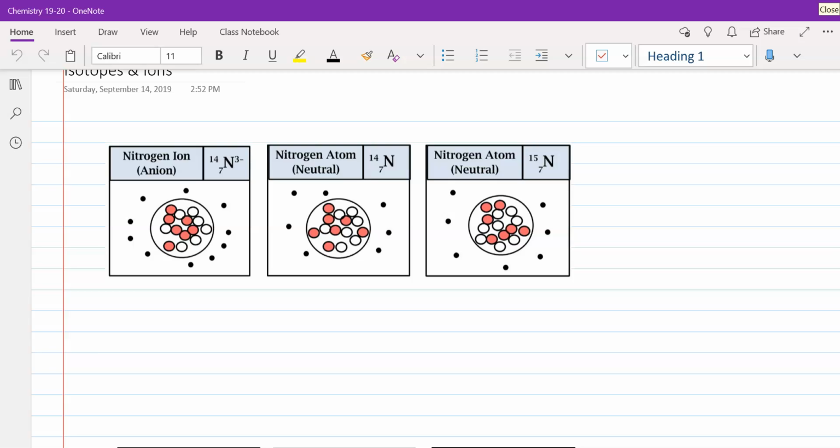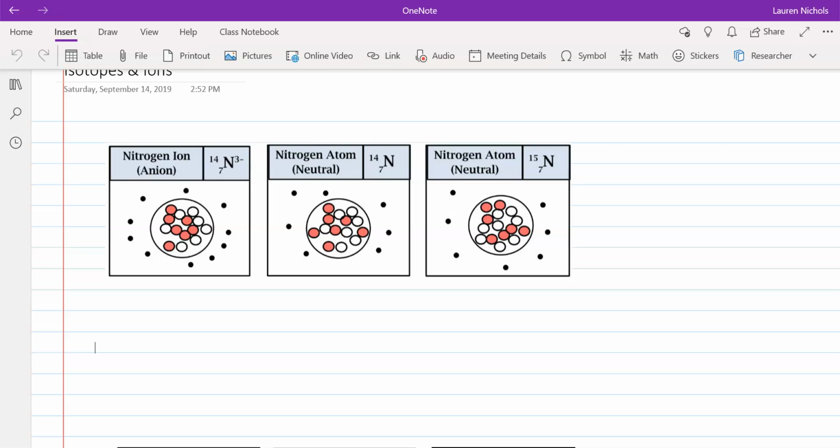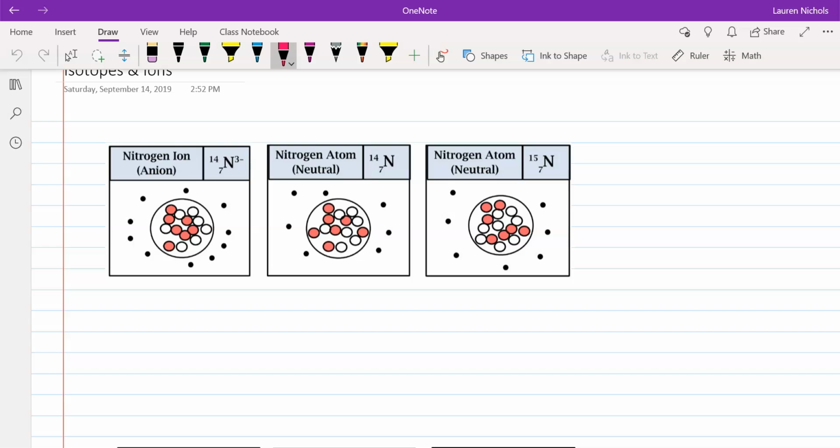Hey guys, so in this video we're going to be talking about isotopes and ions, and the way we're going to do that is first we're going to use this picture to calculate how many protons, neutrons, and electrons are in these particular atoms. One thing to keep in mind: if it's red, then it's a proton. If it is white, then it's a neutron. And if it is black, then it is an electron in these pictures.